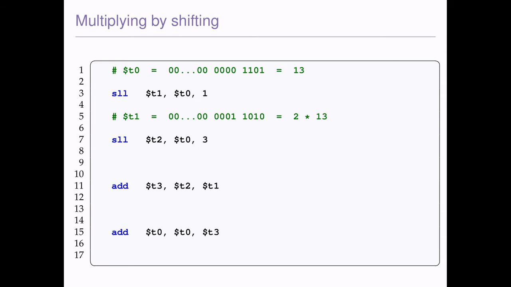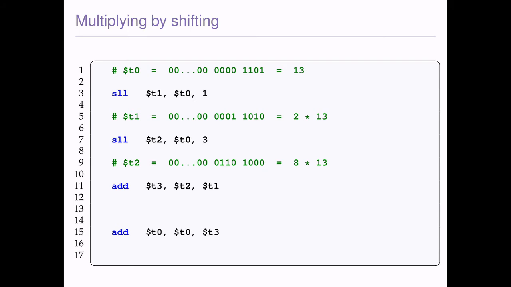The next instruction, shift left by 3, well that's the same as multiplying by 2 to the power 3, so that's going to be 8 times 13. Okay, so we shift left by 3 bits. In general, when you're shifting left by n bits, it's the same as multiplying by 2 to the power n. So shifting left by 1 bit is the same as multiplying by 2 to the power 1, which is of course 2. And by 3 is 2 to the power 3, which is 8.